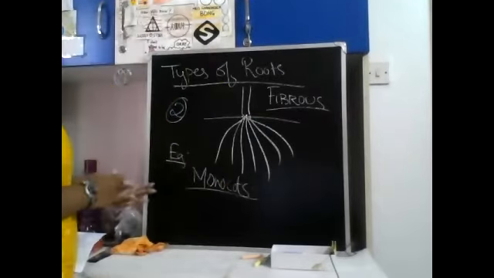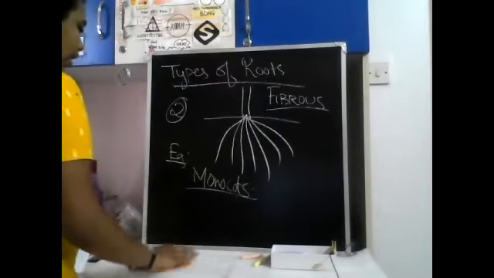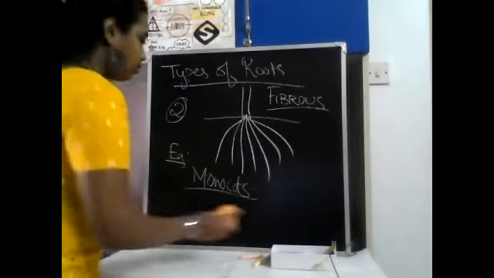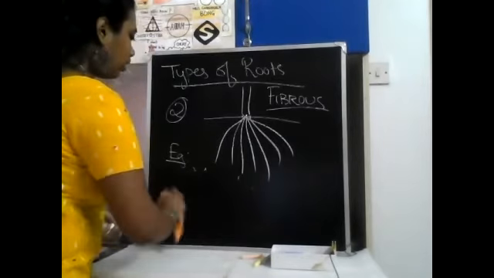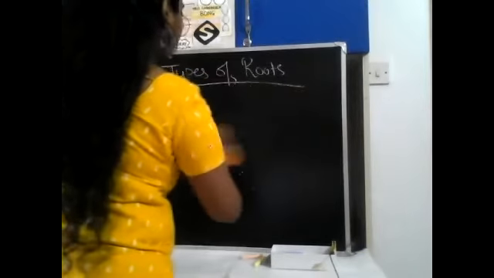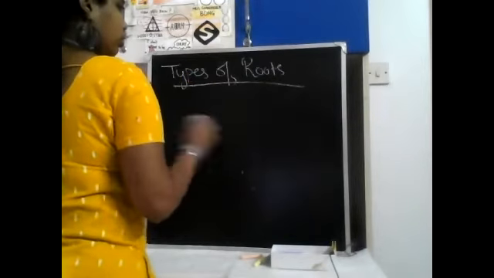Now, monocots are legumes, that is pulses. Then you have grass. All of that counts as monocots. So, monocotyledon plants have fibrous root system. So, those are two different kinds of roots that we saw.